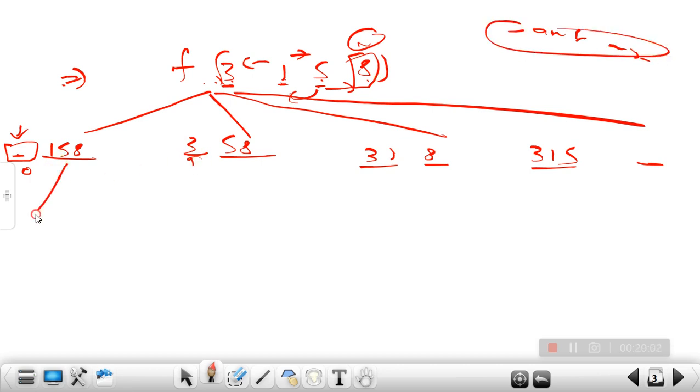For this, what I can do is keep this one constant. So I have values like nothing on the left and 5, 8 on the right. The second possibility is to keep this 5 constant, so 1 on the left and 8 on the right. And the third possibility is to keep this 8 constant, so I have 1, 5 on the left and nothing on the right.